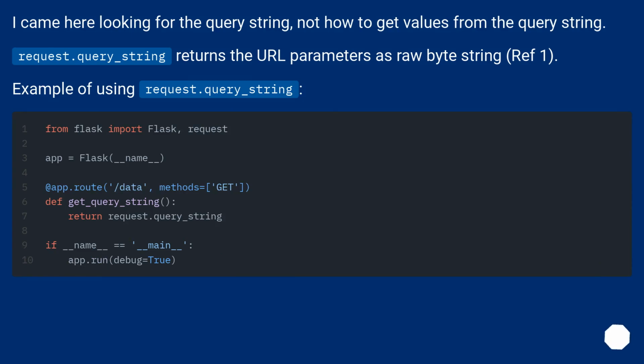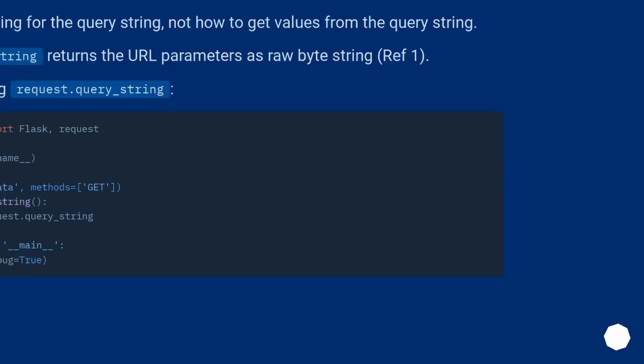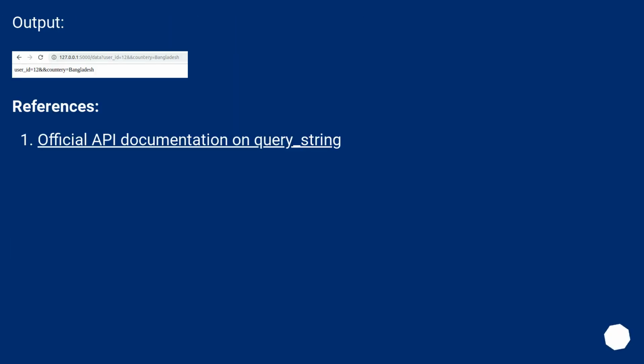I came here looking for the query string, not how to get values from the query string. request.query_string returns the URL parameters as a raw byte string. Example of using request.query_string. Output. References: official API documentation on query_string.